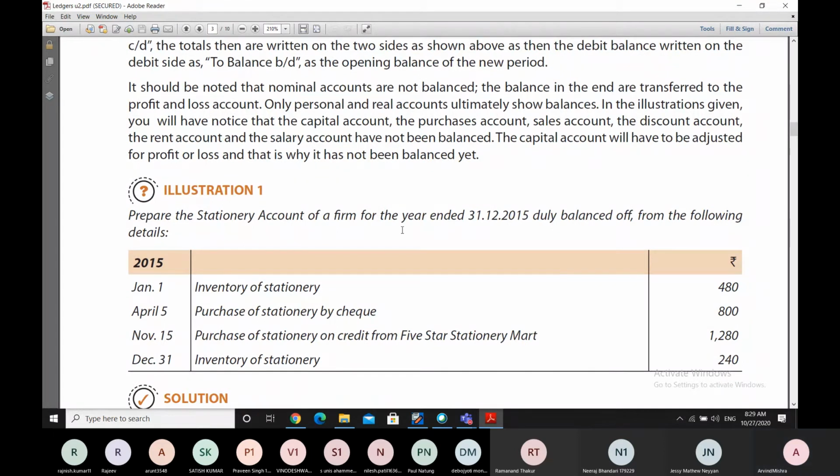Now, although the capital account is a personal account of the proprietor, still we are saying that it is not being balanced. And the reason we are giving why it is not being balanced is because it will wait for the profit and loss account profit to come in and be entered into that account. So it must be remembered that the capital account is also not balanced.